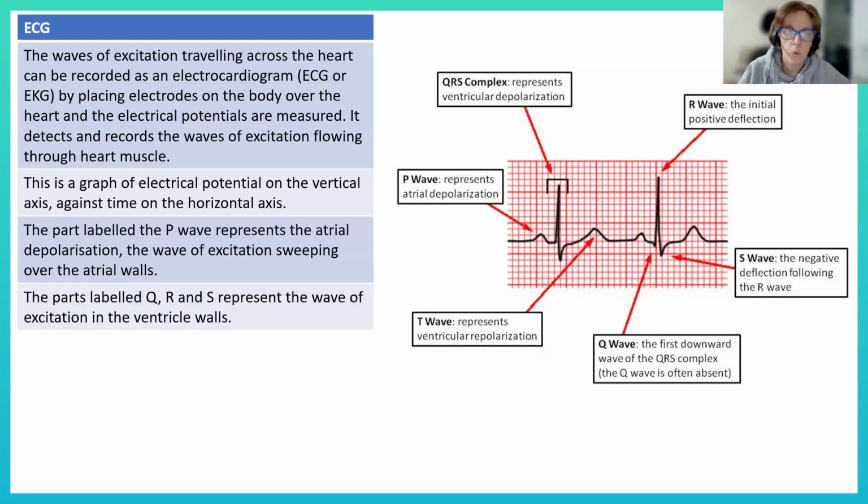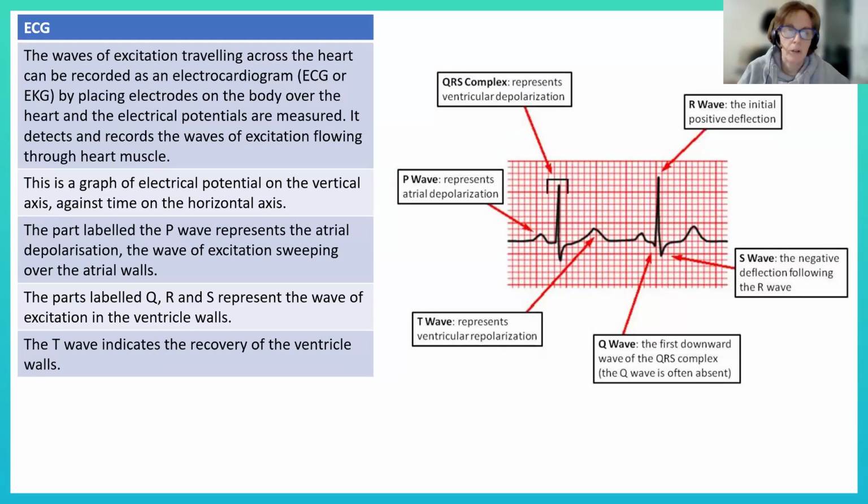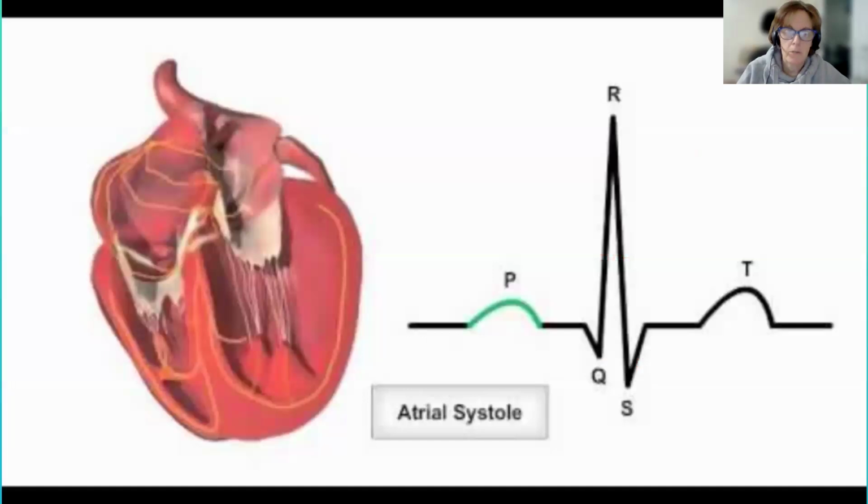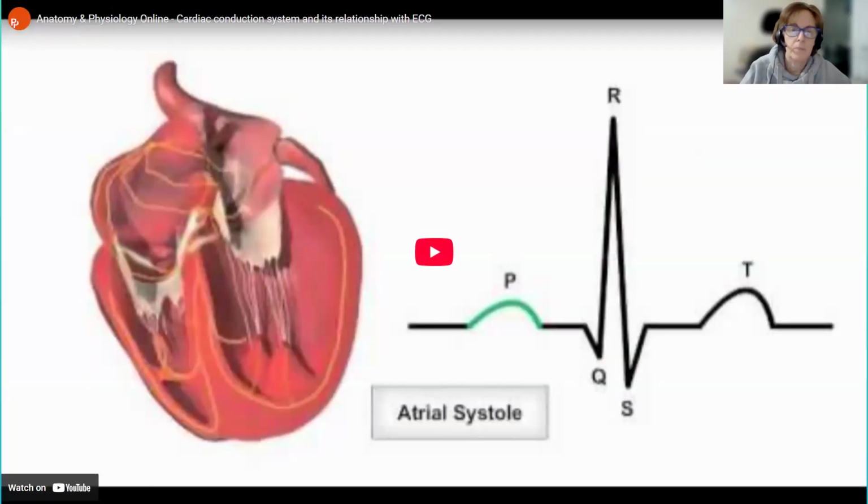And that's quite small compared to the next bit, the QRS complex, which is the depolarization and excitation of the ventricles. That's the big push, basically, of the blood out of the heart. The T wave is a tiny little lump after the QRS complex, and it's where the ventricle walls recover back to their original state.